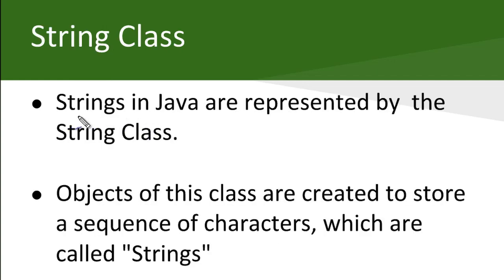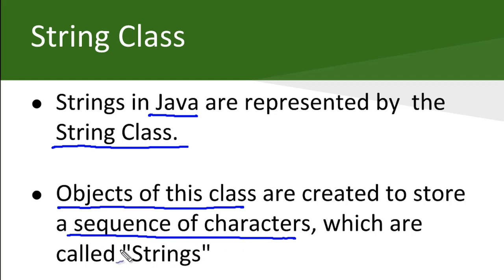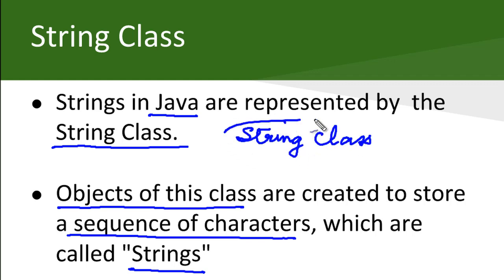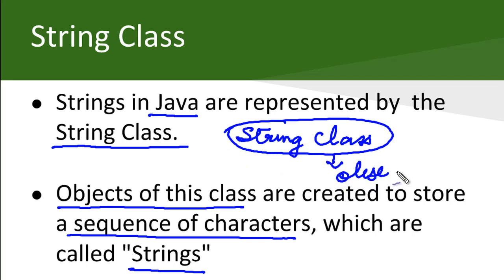Now we are concerned about how strings are represented in Java. In Java, strings are represented by the string class, and objects of this particular class are created to store the sequence of characters, which we now know are called strings. So there is a string class, and objects of this class are created to store the strings.